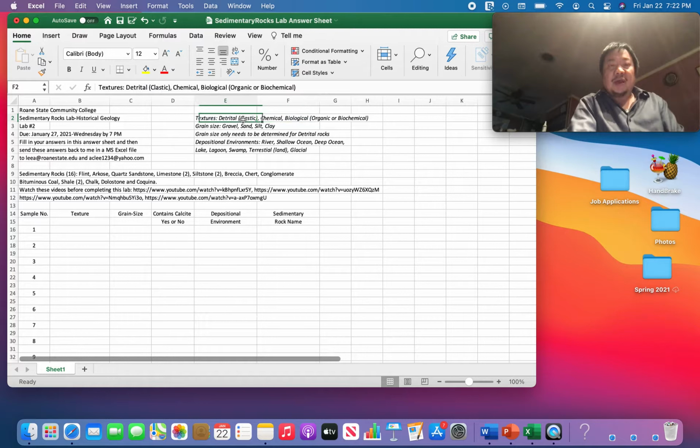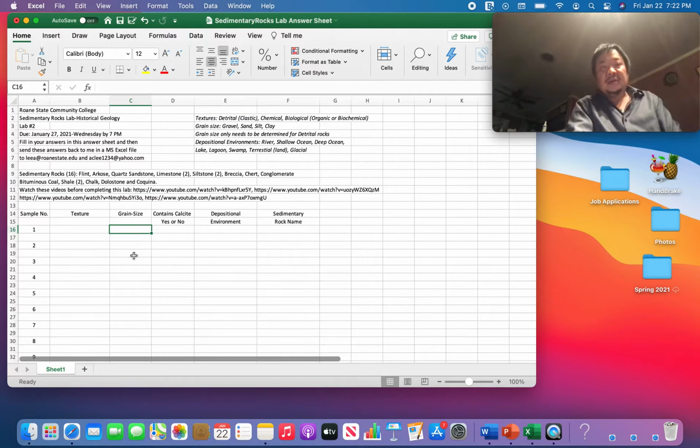Detrital sedimentary rocks are made of chunks of pre-existing rock that have been weathered away, so have been broken down into particles that are gravel, sand, silt, or clay sized. So for detrital sedimentary rocks, you will also want to write the grain size. Is it gravel, sand, silt, or clay?